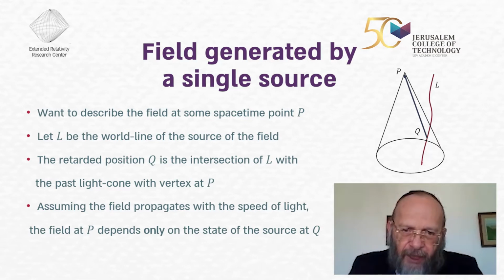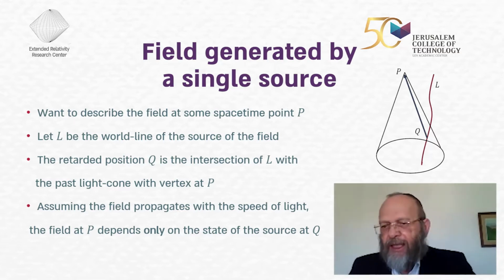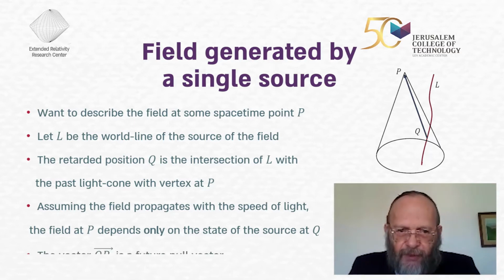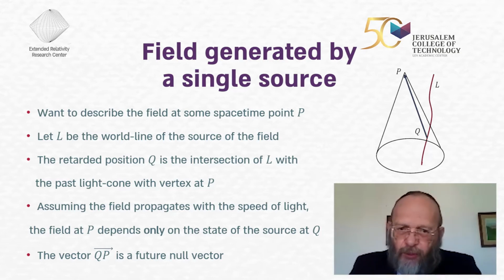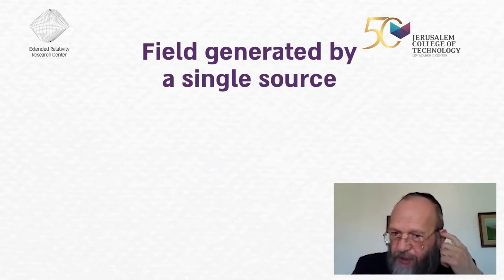And assuming that the field propagates at the speed of light, the field at P depends only on the state of the source at Q. We will see it's not only the position, it may depend on its velocity and even on its acceleration. But all those things are at the same point Q, not important at other points. What will play the main role in our analysis is that the vector PQ, since it's on the light cone, is a future pointing null vector. It shows you the direction of propagation of the field that reached me now.